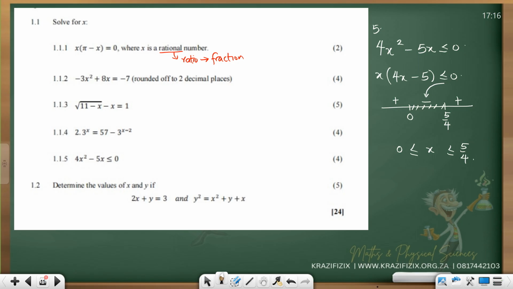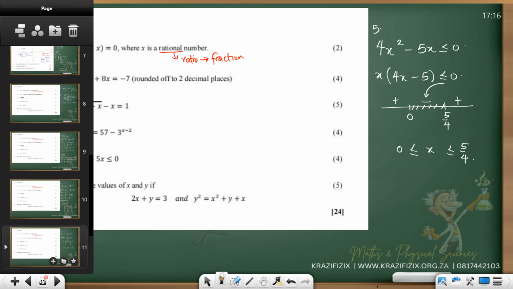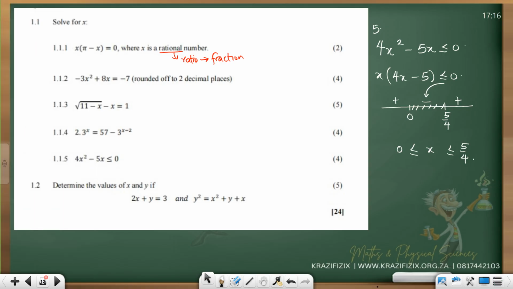Let me know if we are on the same page. Waiting for responses from you. Okay, Noella? Same page. 1.2, and you see your 24 marks like that. Okay.